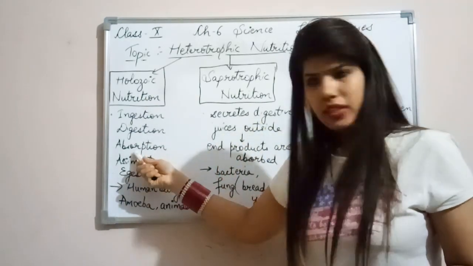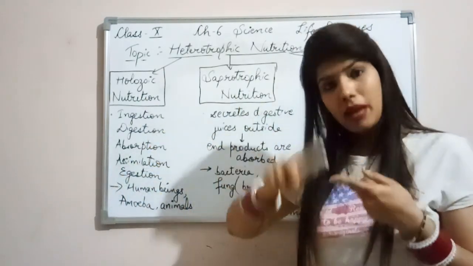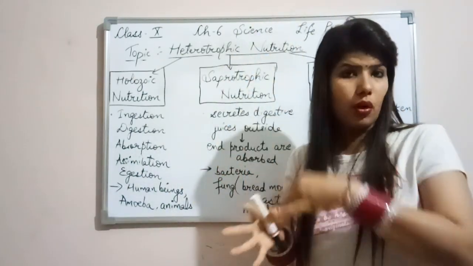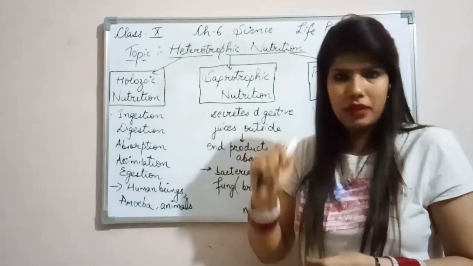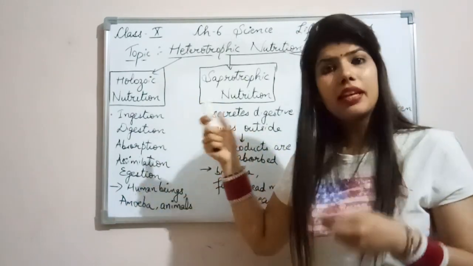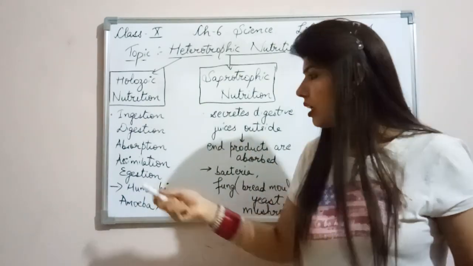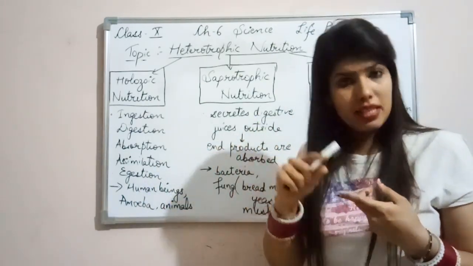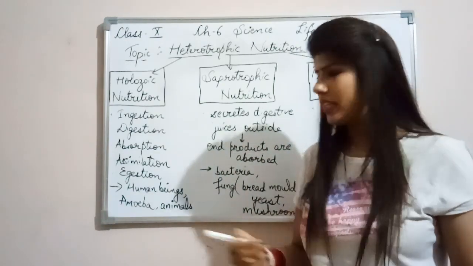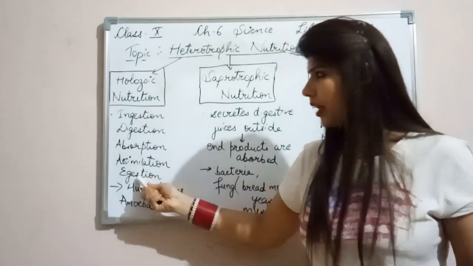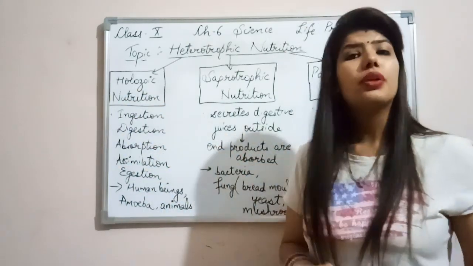Absorption takes place. Afterwards, that blood takes that simple food to all parts of the body where we get energy through respiration. It means assimilation. What is assimilation? The energy that you get from the food. Last is whatever is unused, undigested, is sent out of the body. That's called egestion. So the organisms who follow these 5 things come under holozoic nutrition.